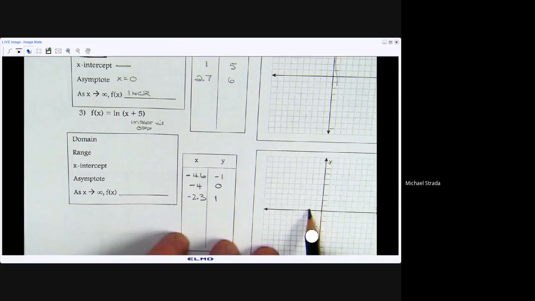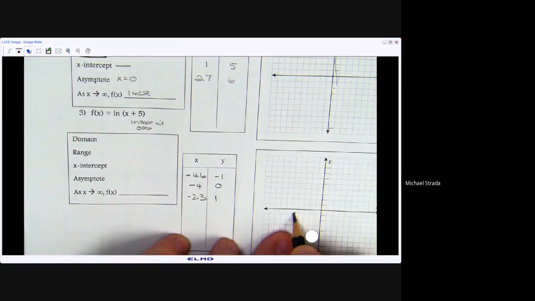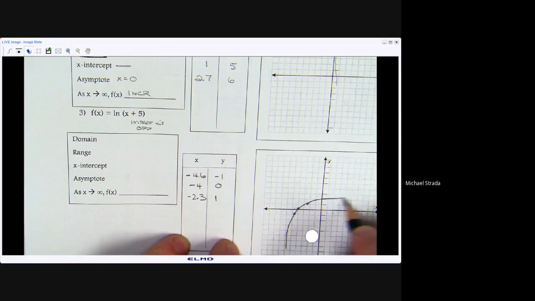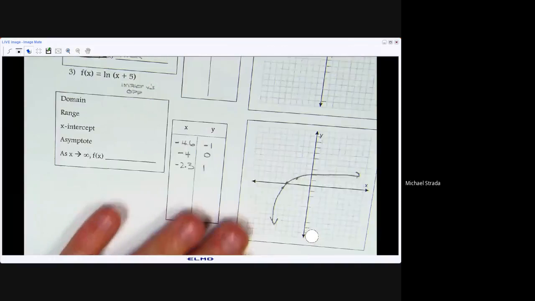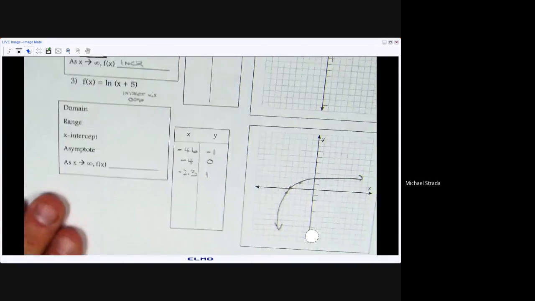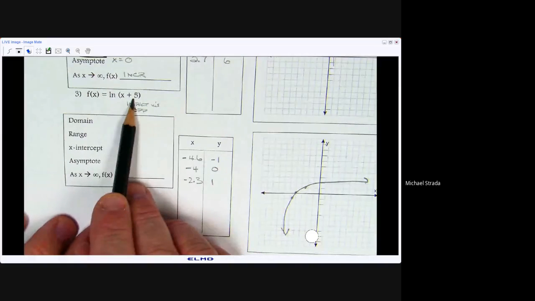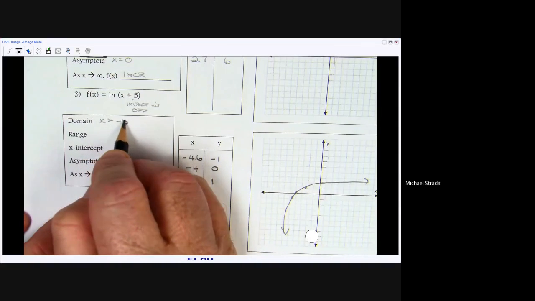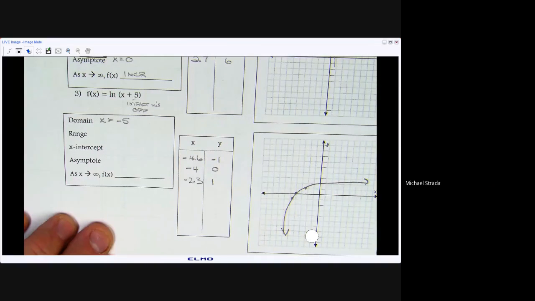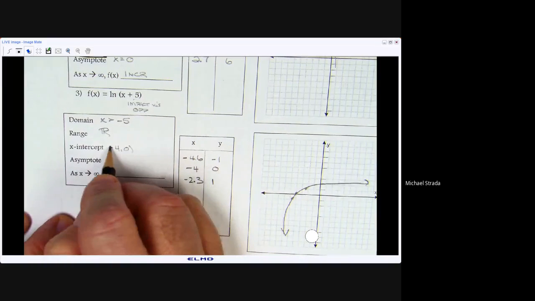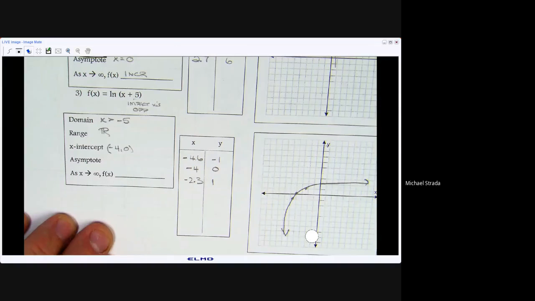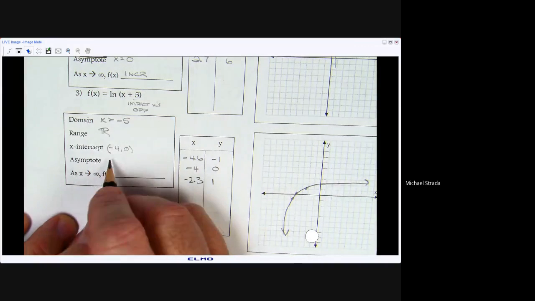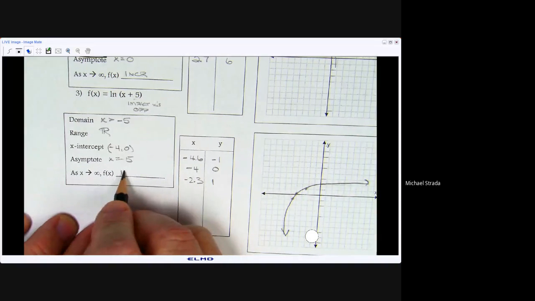So negative 4.6, 1, 2, 3, 4. 0.6 is about there. Negative 1, negative 4, 0, negative 2.3, 1, 2, 0.3, and 1. Whatever the opposite of that is also affects your domain and your asymptote. All right. So your domain, x is greater than still, but now it's negative 5. Your range is all real numbers. X-intercept, negative 4, 0. The asymptote, x equals negative 5, and we're still increasing.